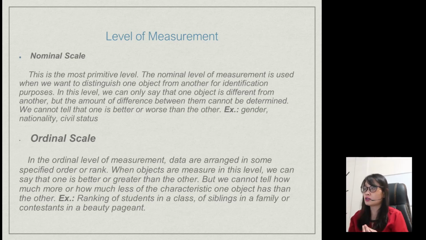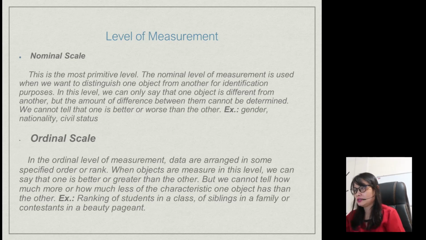So what are those? Gender, nationality, civil status, what else? What are the examples of categories that can be considered nominal scale? Aside from gender, nationality, civil status, what else? That the difference between them cannot be determined. What else? Any example of nominal scale? Any example in your mind? What else? Hello? What else?